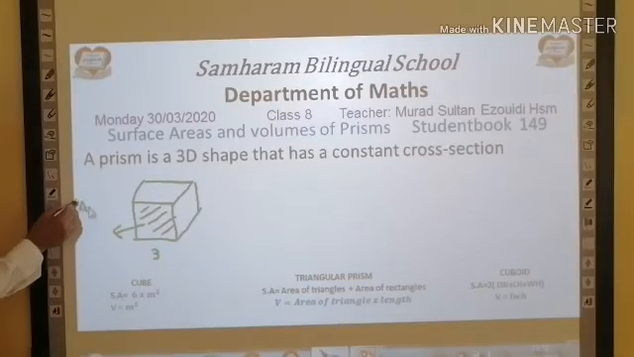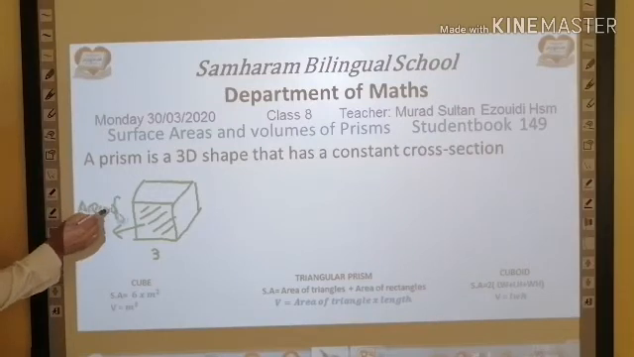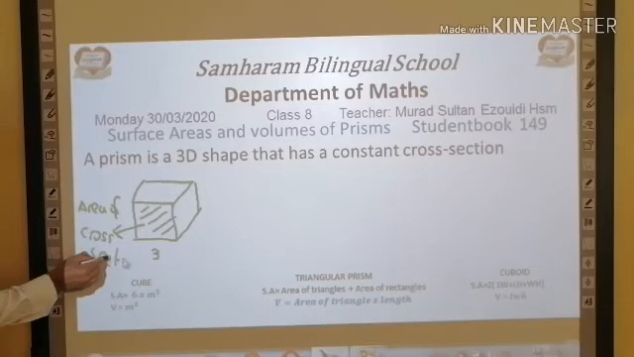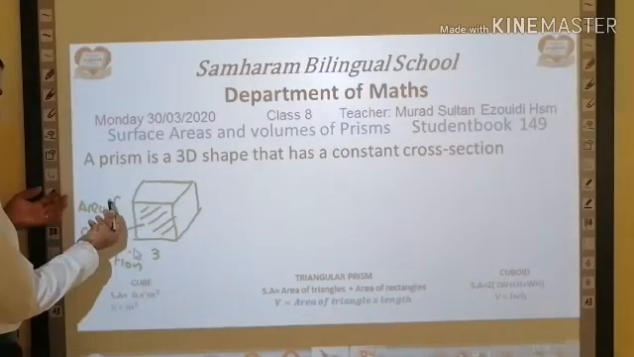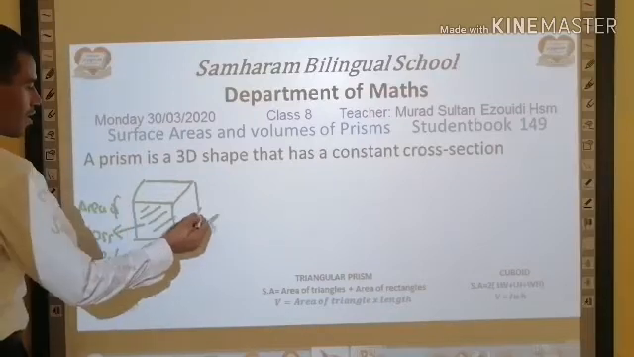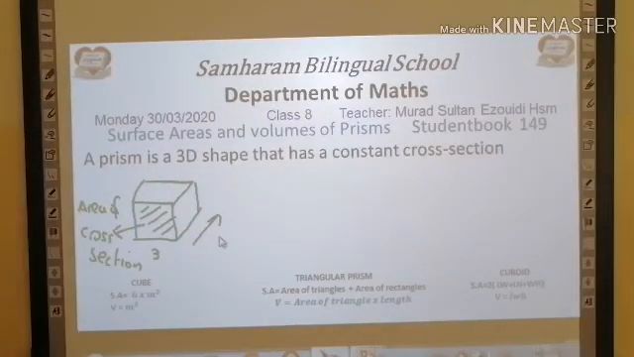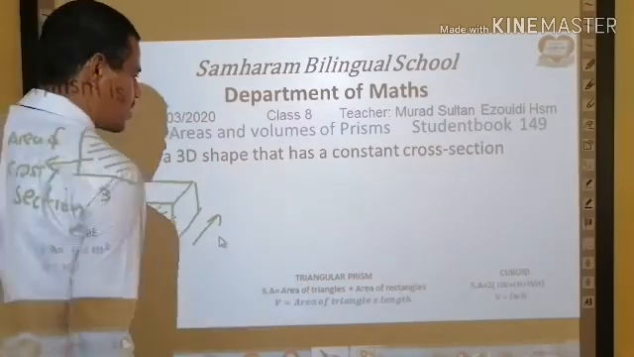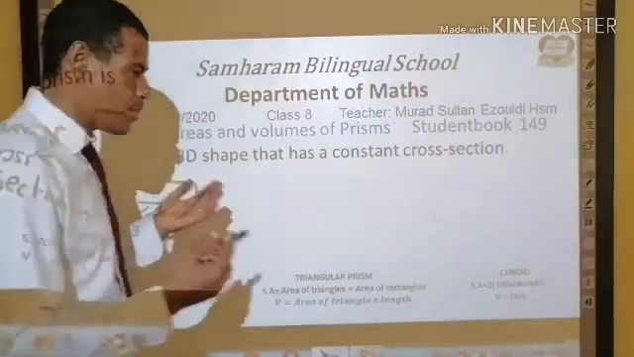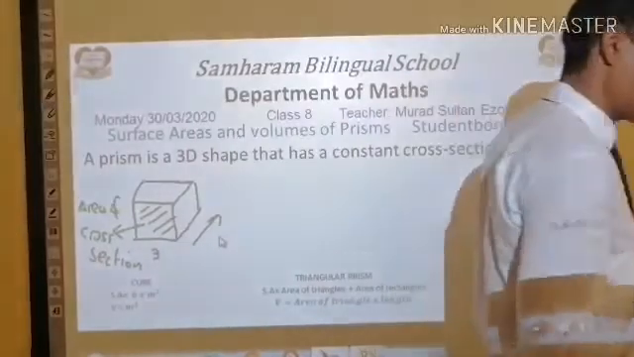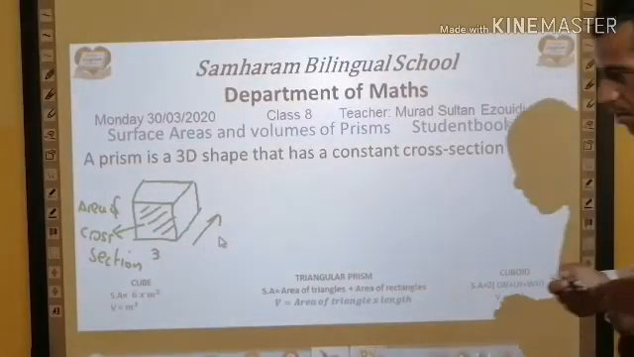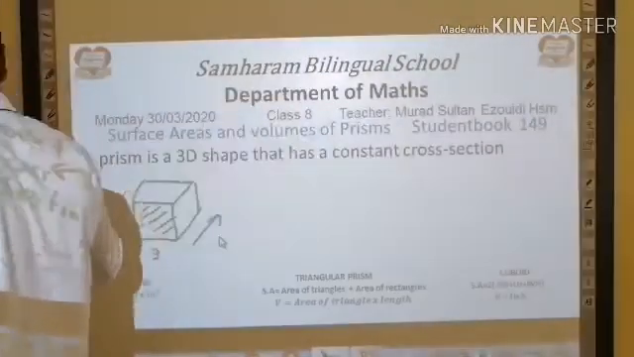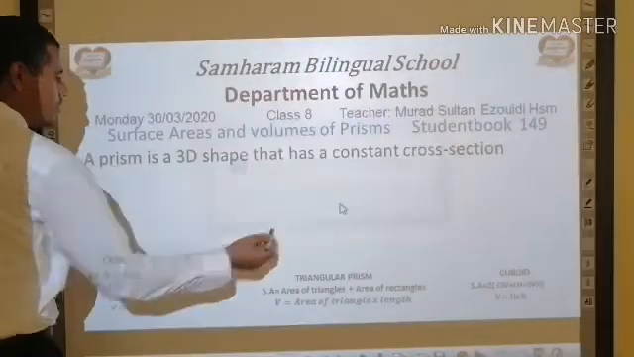Area of cross section. To find the volume of this cuboid is easier: it is the area of cross section multiplied by the length. And also for a triangular prism it is the same, area of cross section multiplied by the length. And for the cuboid also it will be the same like this. Okay, let's see.